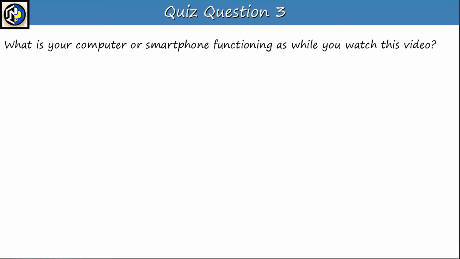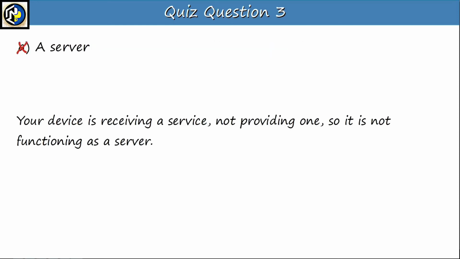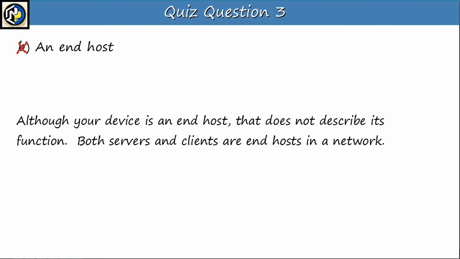What is your computer or smartphone functioning as while you watch this video? A, a server, B, an end host, or C, a client? Pause the video to think about your answer. The answer is C, a client. Let's check the answers. Your device is receiving a service, not providing one, so it is not functioning as a server. Therefore, A, a server, is incorrect.